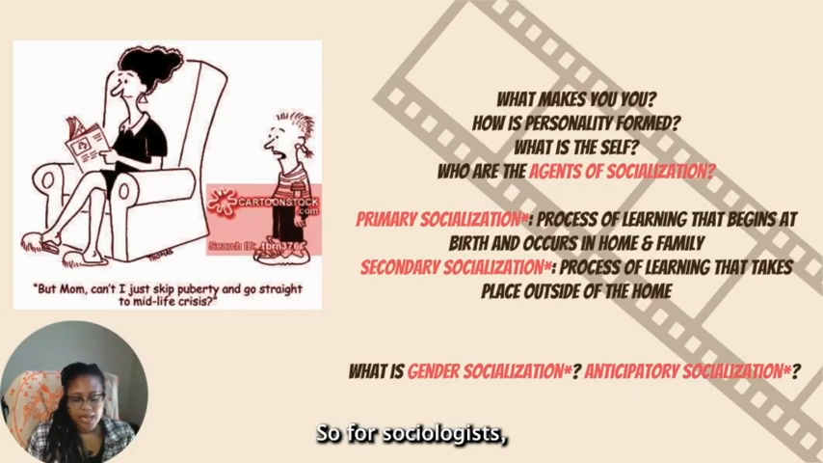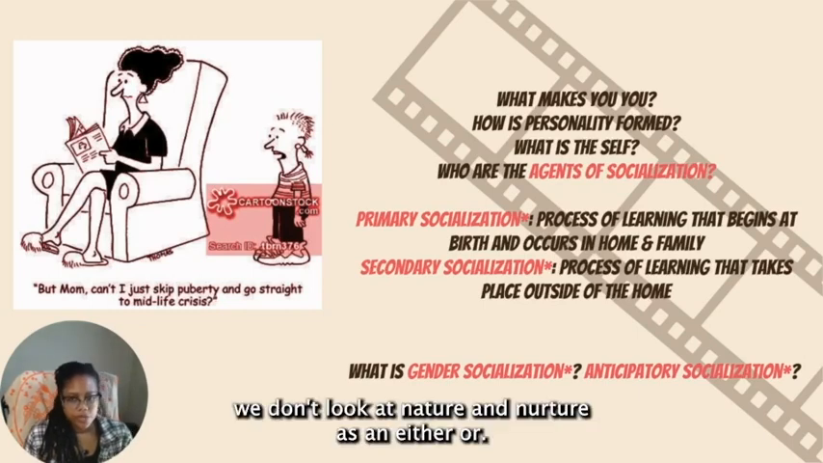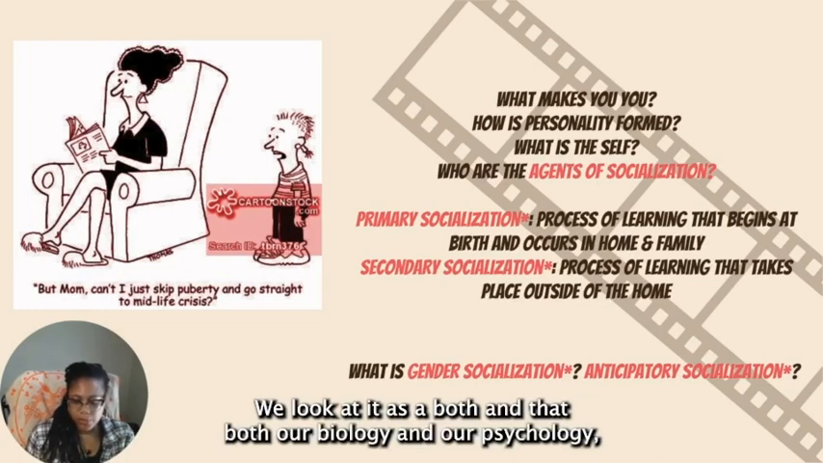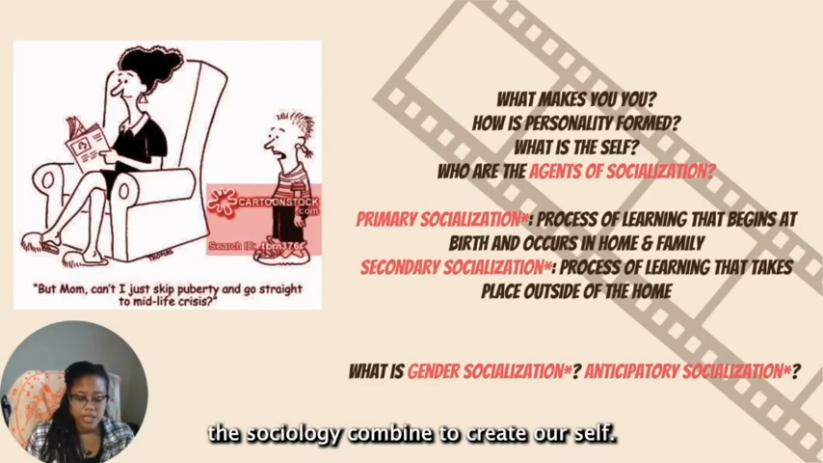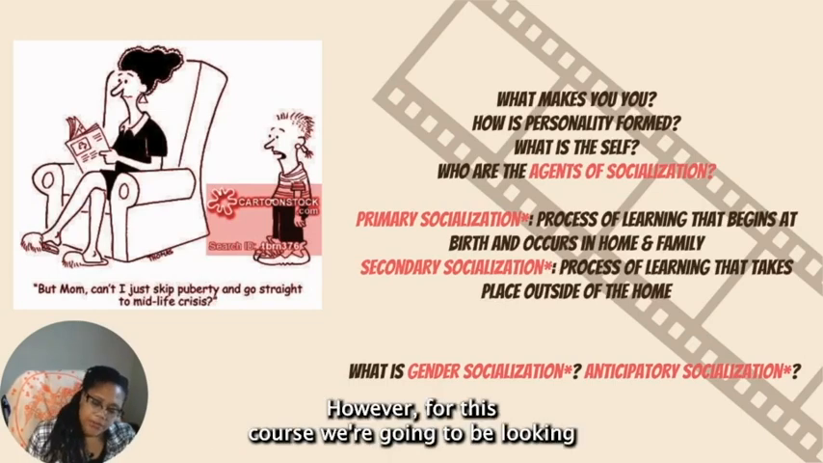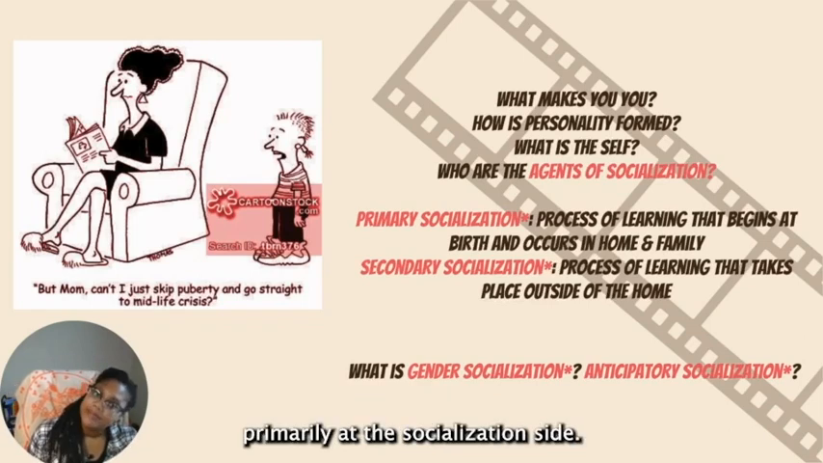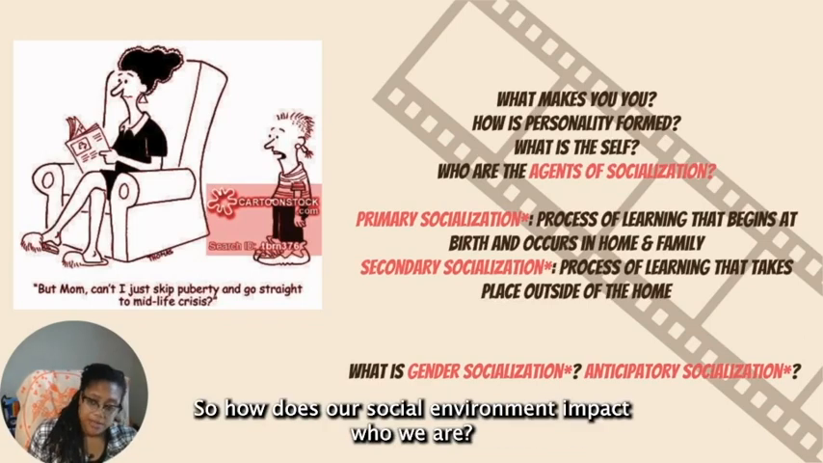So, for sociologists, we don't look at nature and nurture as an either or. We look at it as a both and. That both our biology and our psychology, along with our social environment and basically the sociology, combine to create ourself. However, for this course, we're going to be looking primarily at the socialization side. So, how does our social environment impact who we are?